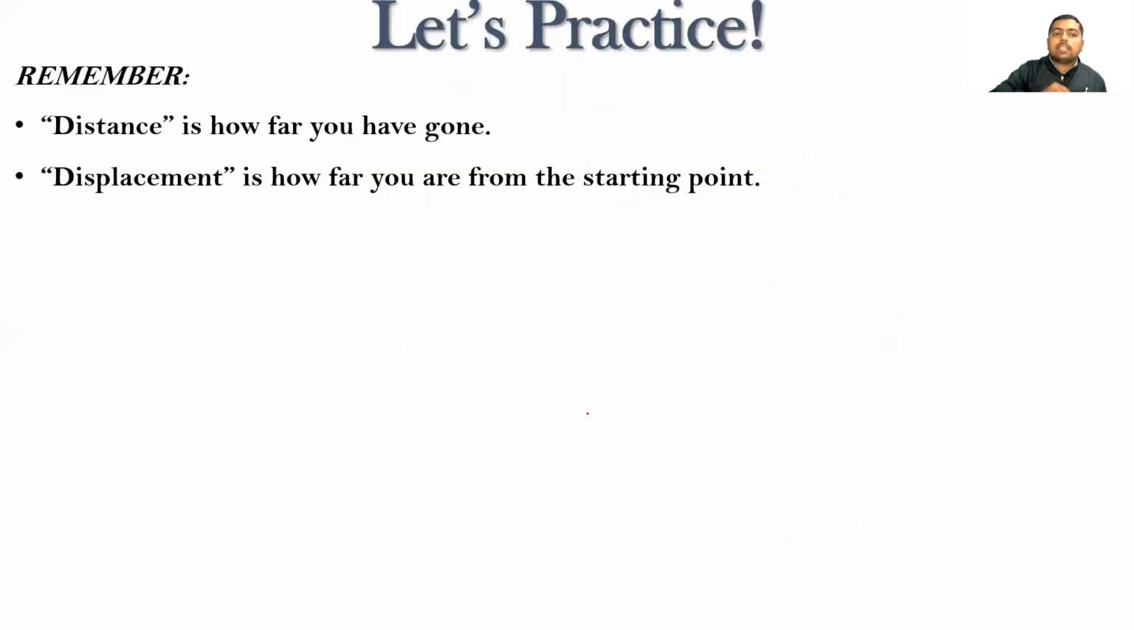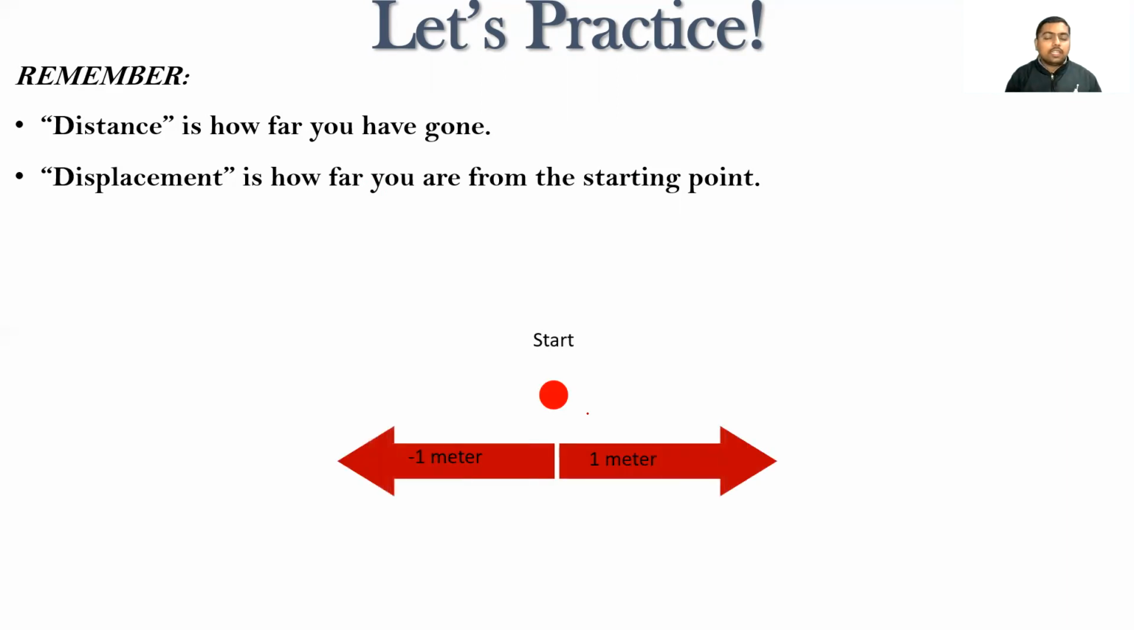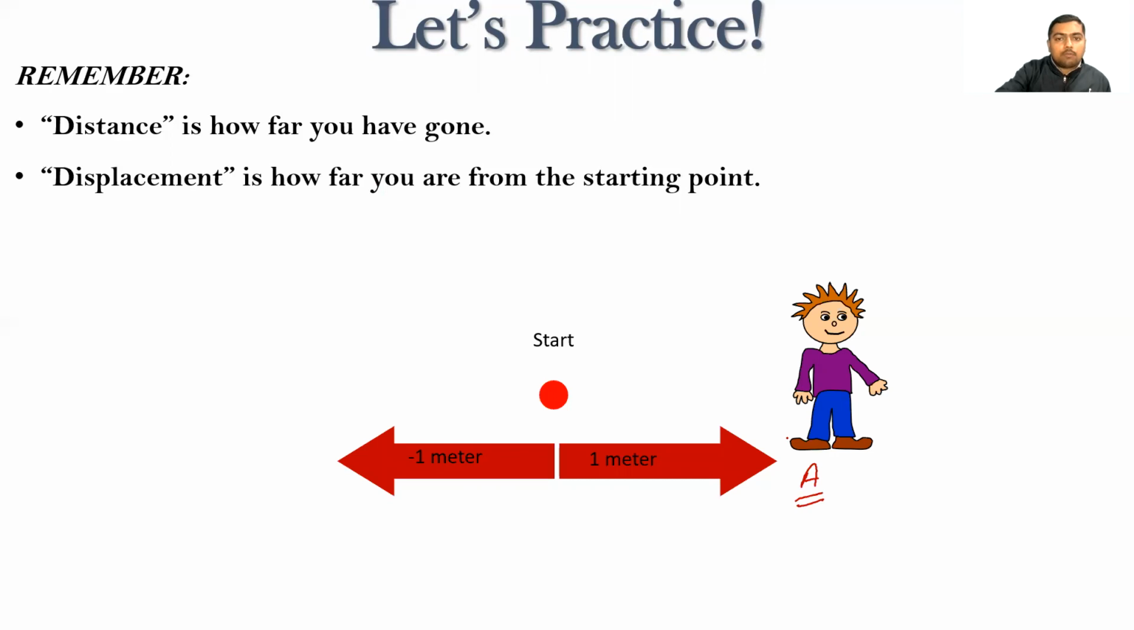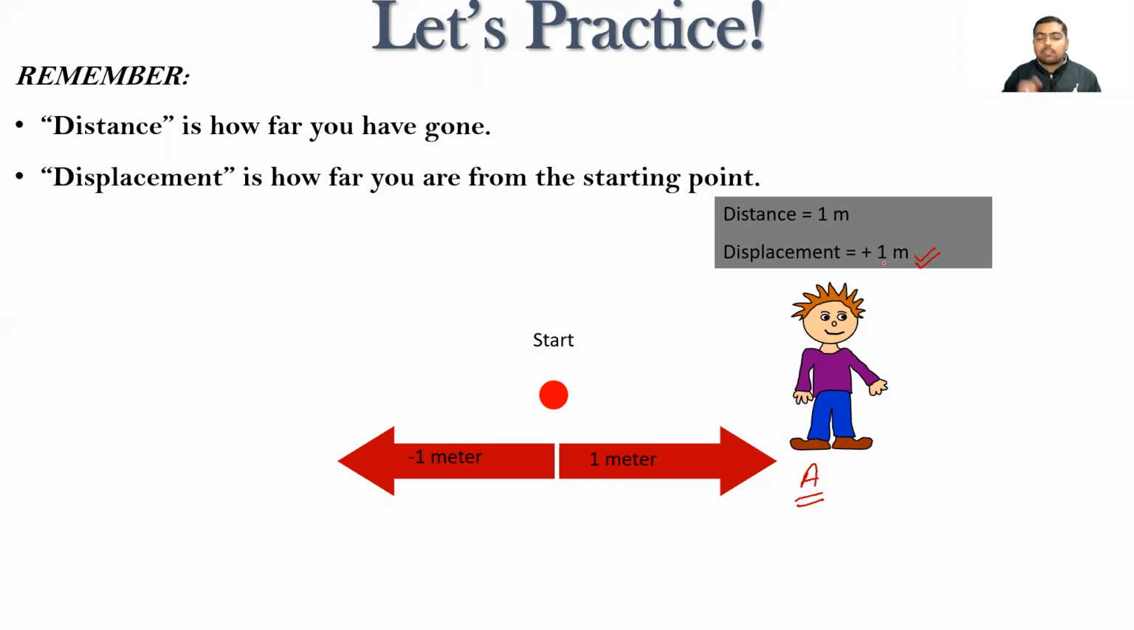Now let's take an example which is like this. You have a start point, and we take two distances of 1 meter each in both directions of the x-axis, the positive x-axis and the negative x-axis. We have a small boy like Chotu. Now this small boy starts moving and moves 1 meter from the start point in the positive x-axis. So what is the distance and displacement at point A? Its distance becomes 1 meter, but displacement becomes plus 1 meter because the boy moves in the positive x-axis.